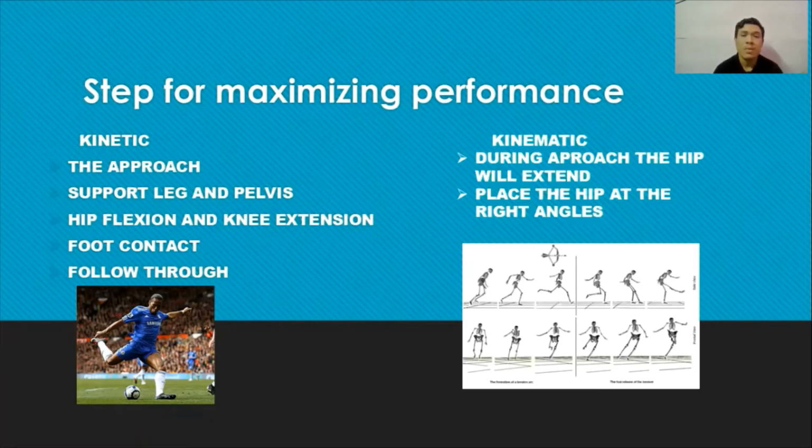And the second one is to place the hip at the right angle. When you place the hip at the right angle, there is more accuracy when you shoot the ball, and your aim is more accurate.